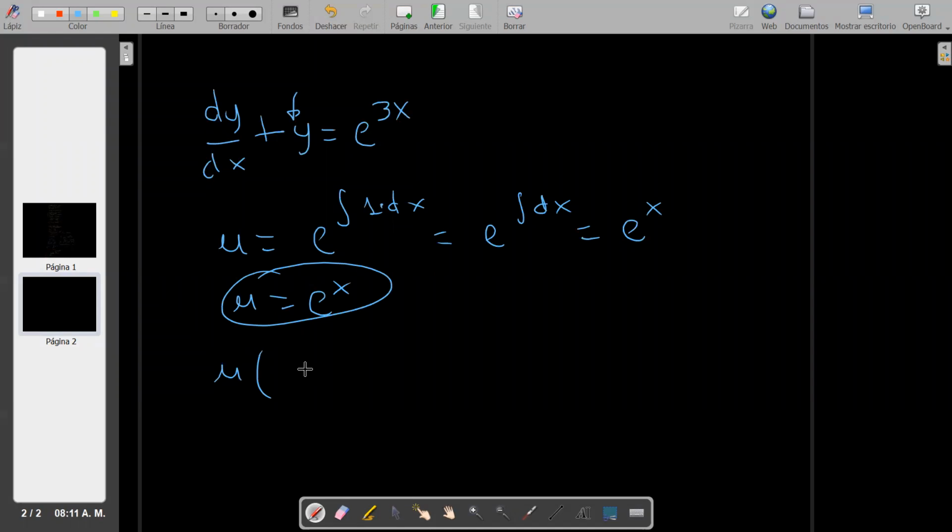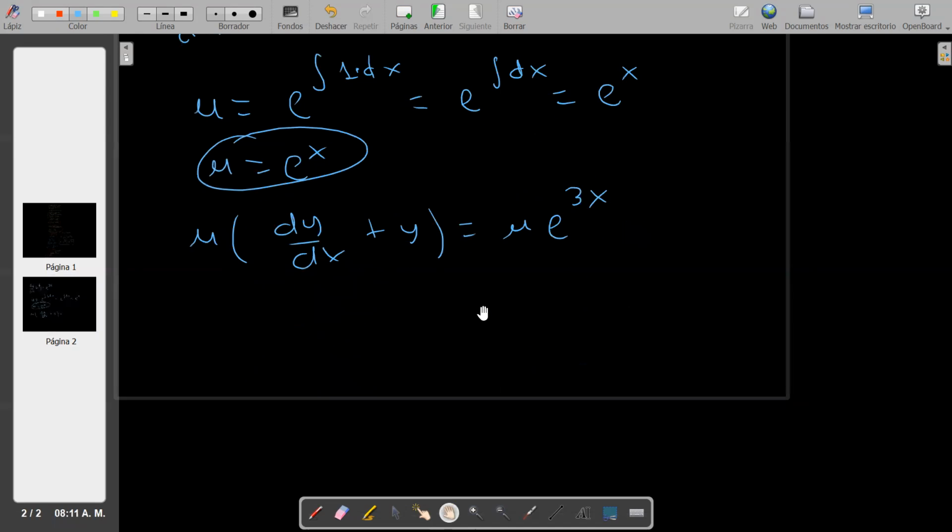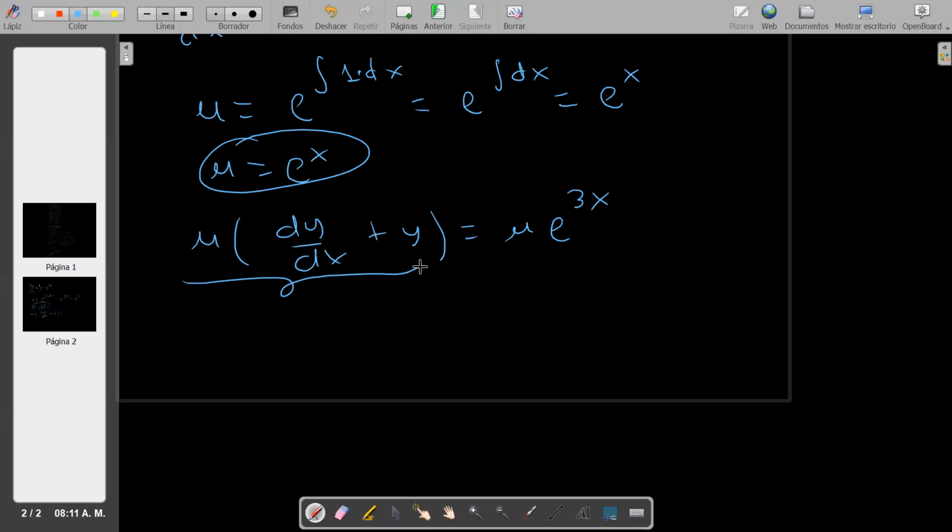Then we multiply both sides of the equation, and we know that the left side will be just the derivative of mu times y. And we can check it. This will be mu times y prime, which is this times this, plus mu prime times y, right? And then we can integrate both sides.